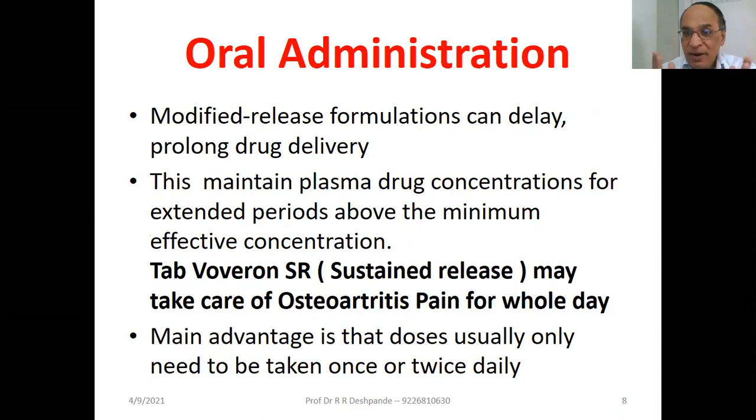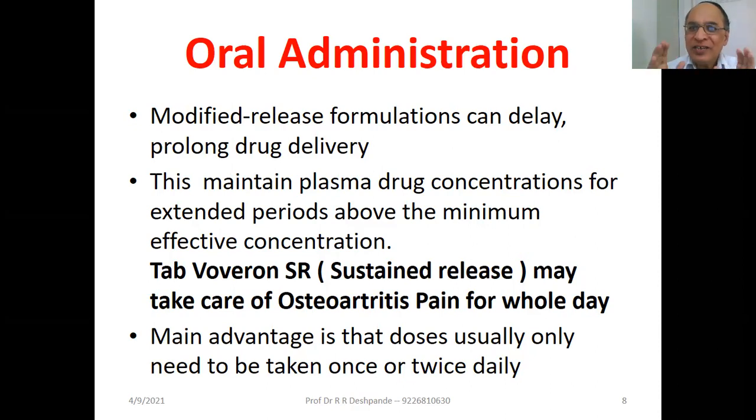Now, in oral tablets, there are different kinds of progress. There are now modified release formulations. Modified release means how that tablet should disintegrate in your GI tract and how it should be made available, the bioavailability. That process can be delayed, so prolonged drug delivery is possible. This maintains the plasma drug concentration for an extended period above the minimum effective concentration.